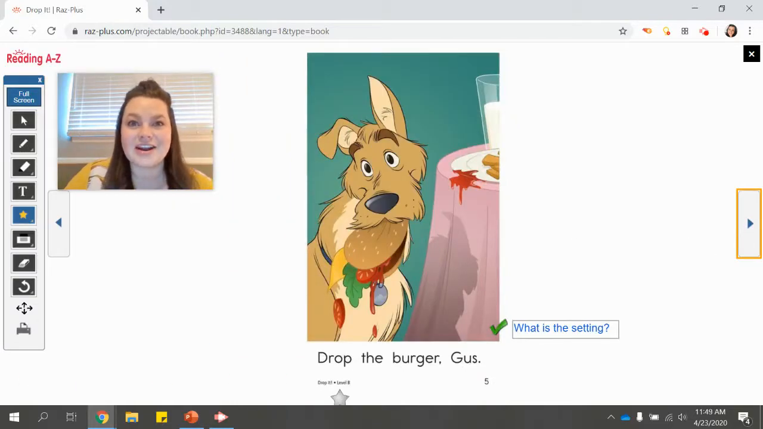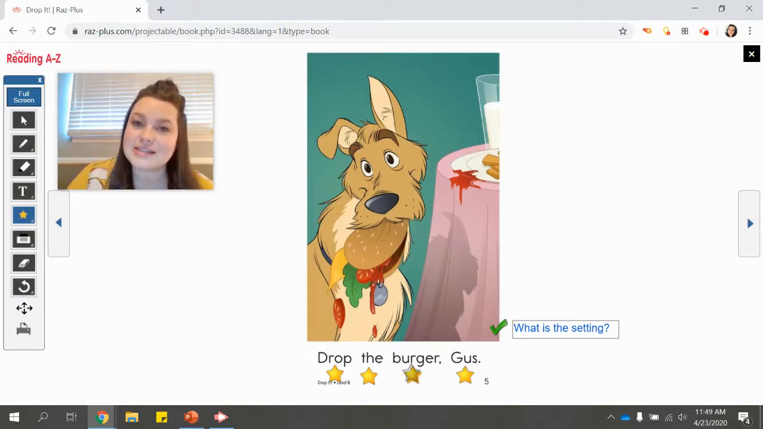Let's read together this time. Ready? Drop the burger, Gus. Now remember when we talked about our words to know, we said, burger is like a hamburger. But could this word be hamburger? No, hamburger would start with an H. But this word starts with a B. So when we look at that picture, we can say, oh, that's a burger, not a hamburger.